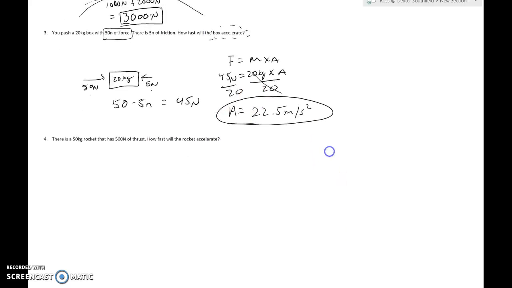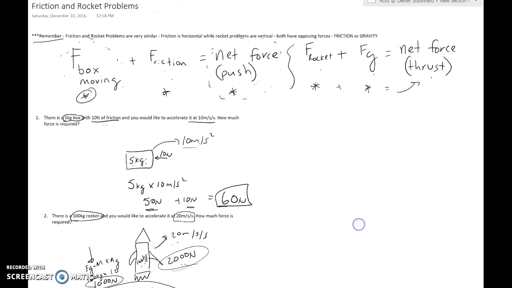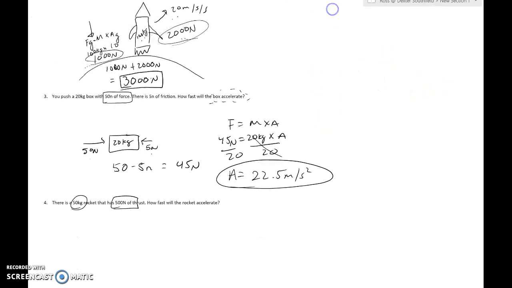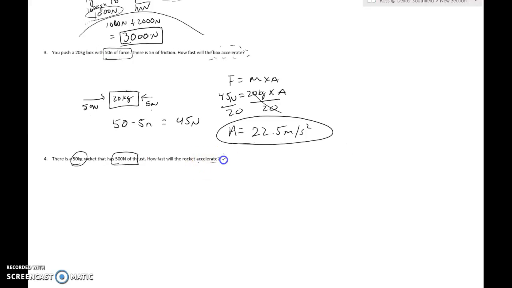So in the same way, we're going to solve this next rocket problem. We've got a 50 kilogram rocket, 500 newtons of thrust. Remember, if we come back up here, thrust is the net force. Since we know the mass of the object, we can easily calculate its weight, its force due to gravity, subtract these two, and be left with the force of the rocket. And then we can solve for the acceleration once again. So, draw the picture. We've got our rocket.